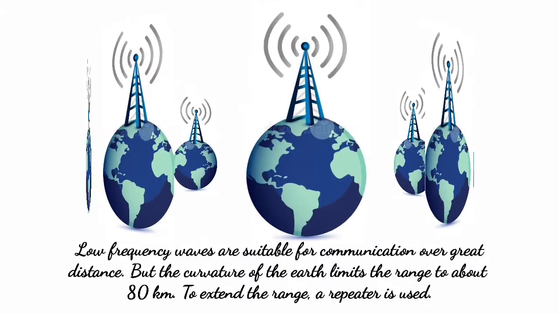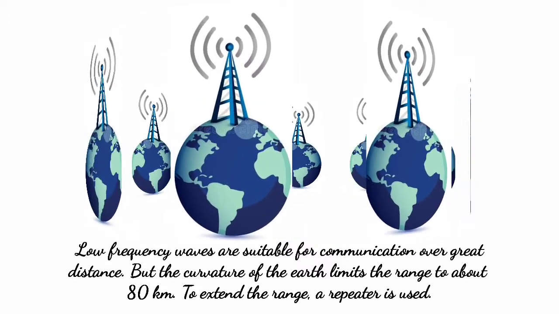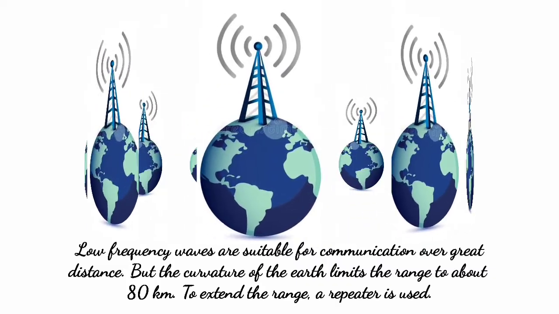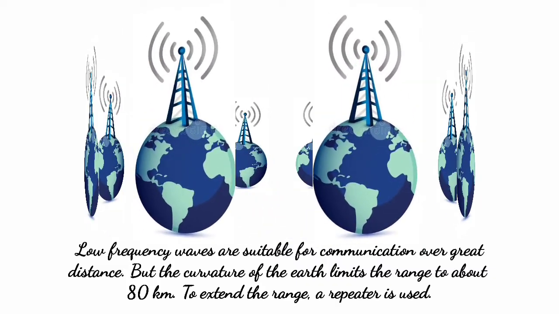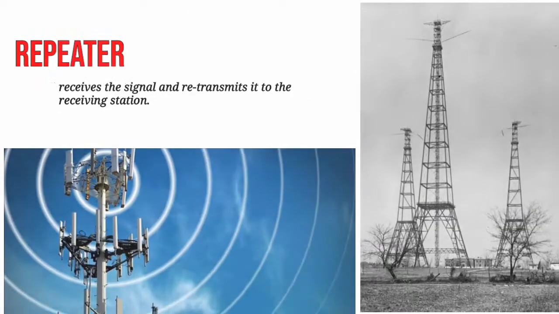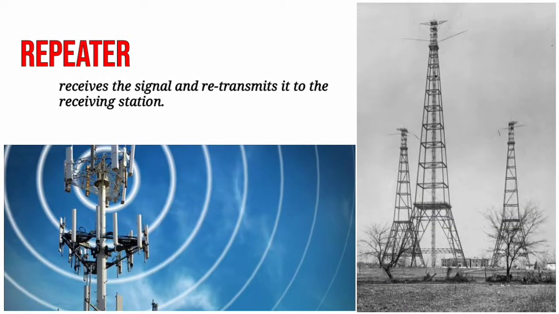Low frequency waves are suitable for communication over great distance, but the curvature of the Earth limits the range to about 80 kilometers. To extend the range, a repeater is used. The repeater receives the signal and retransmits it to the receiving station. High-frequency waves can be reflected by the ionosphere. This enables the waves to be transmitted over great distances.